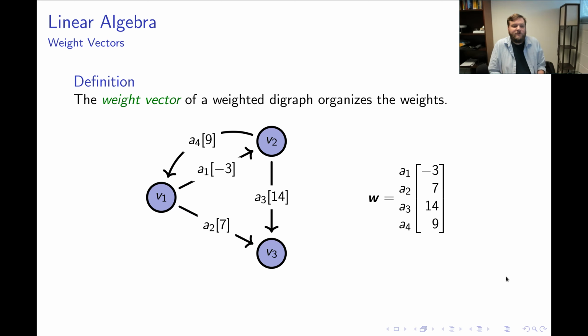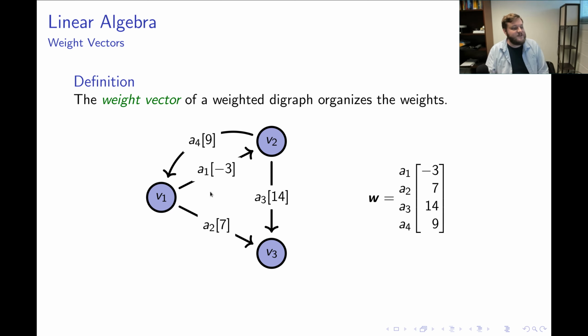Now, what if we're studying a weighted directed graph? Well, a weighted directed graph is the data of a directed graph with extra data on top of it, and that's the data of the weights. So the directed graph itself is represented by the incidence matrix, but the data of the weights ends up being stored inside of a separate vector. We call that vector the weight vector.